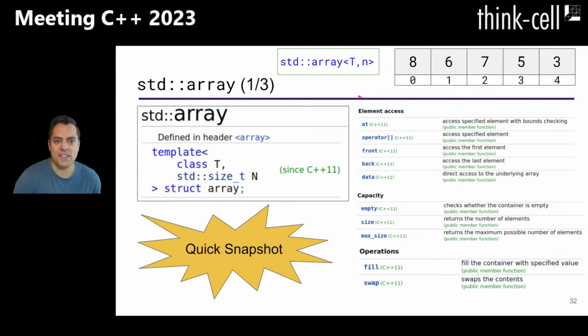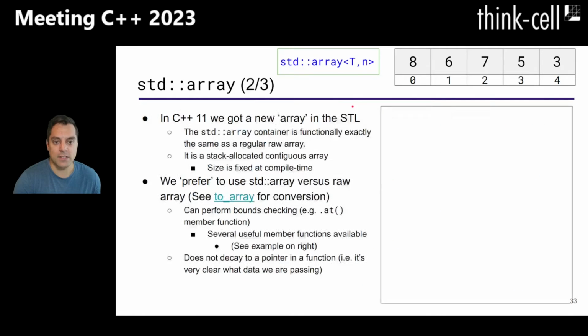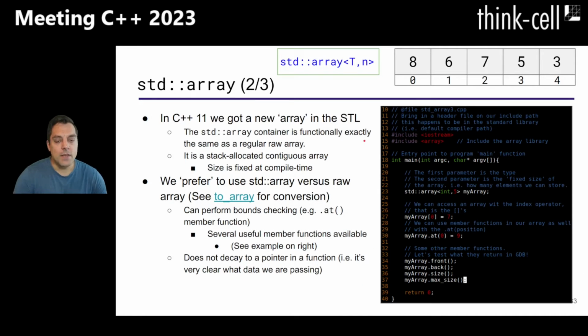Okay, looks exactly or almost exactly like a built-in array that we talked about at the start of this talk. And this is something that's new since C++11, this idea of having a standard array data type. And again, functionally, it's exactly the same as a raw array. So it's going to be stack allocated, meaning we have this contiguous array or data structure. We can't resize it. If I say it's 5 elements, it's going to be 5 elements, as illustrated on line 23 here.